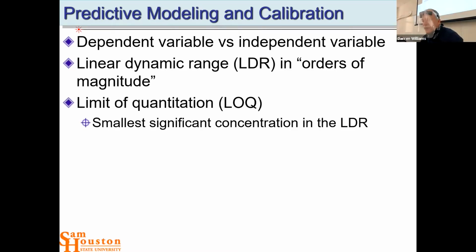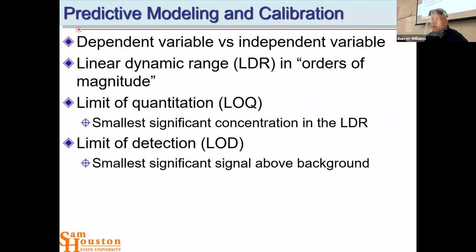Then we have the limit of quantitation, the LOQ. This is the smallest significant concentration in the linear dynamic range. There's a bunch of words packed in here. This is a concentration value. You can also have a LOQ signal, the amount of area, but you're going to convert that over to a concentration or an abundance. So this is really on the x-axis. What's the smallest significant concentration? When I say significant, I mean statistically significant. So you could defend an answer at that point and higher. Below that point, you can't really defend it.